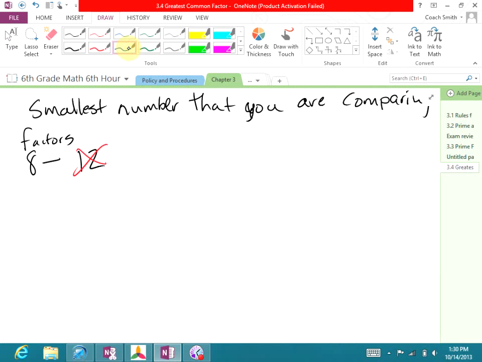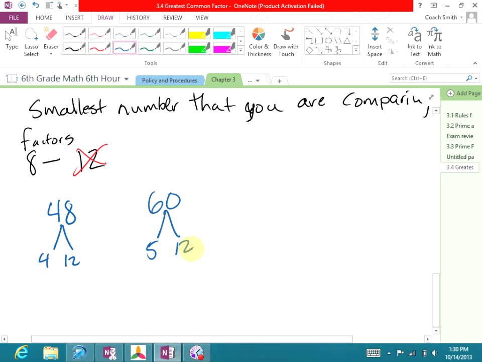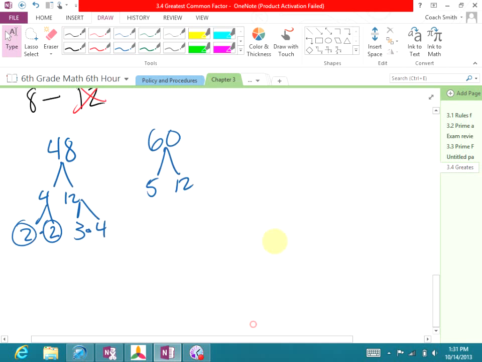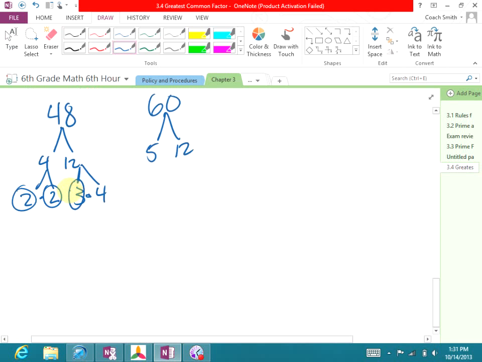I'll do this one with the factor tree. For those of you that use the factor tree, 48 and 60. And like I said, you can use the factor tree and the inverted division. Okay? 48: 4 times 12. 60: 5 times 12. 4 is not prime, so 2 times 2. Those two are prime. 12 is not prime, 3 times 4. 3 is prime. 4 is not prime, so 2 times 2.